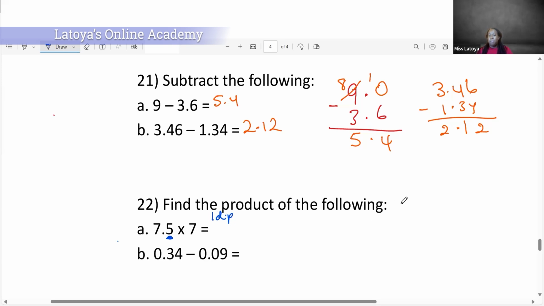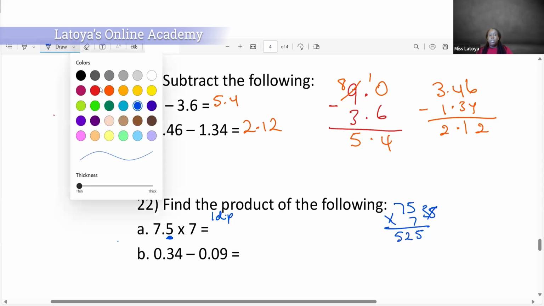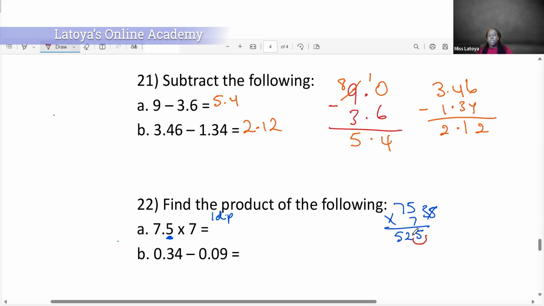So now I would write the number 75 by 7 and multiply like if my point doesn't exist. 7 5s are 35, 7 7s are 49, 50, 51, 52. When we get our answer, it should have one decimal place. We start from the end of the number and we come in here. So our answer is going to be 52.5.